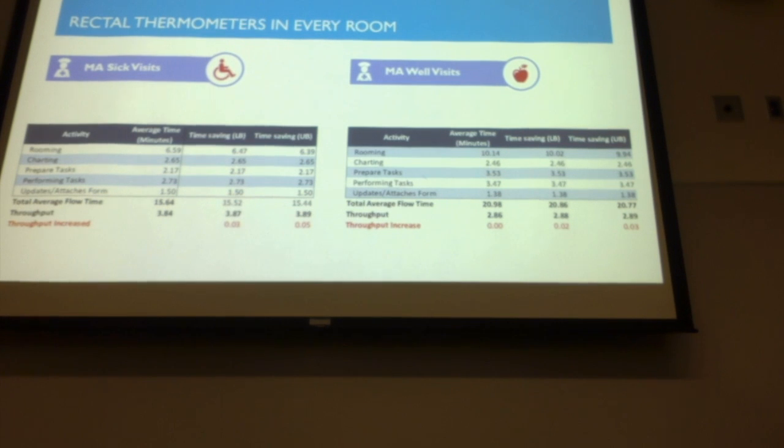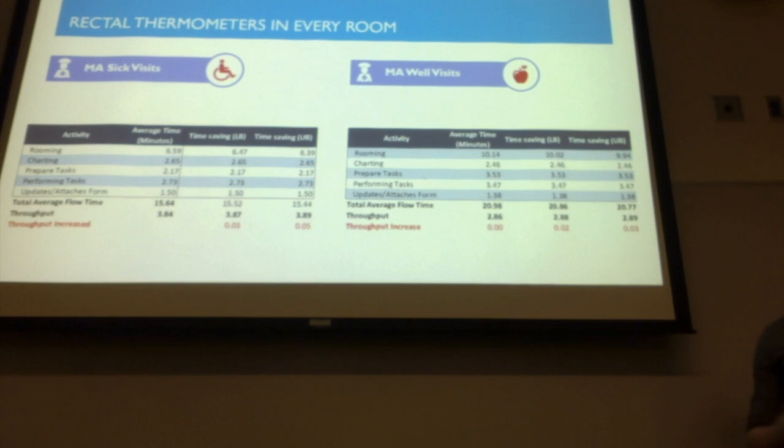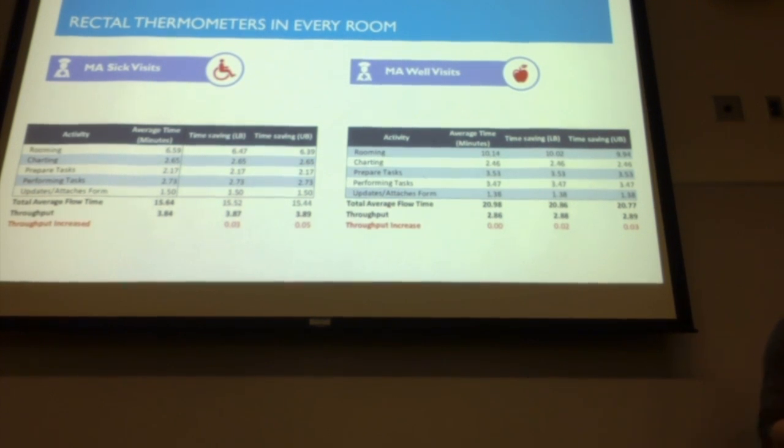So our idea was that placing rectal thermometers in every room will help the MAs, because they oftentimes have to go and grab a rectal thermometer before an appointment begins. They have to go put one away, or they forget to get it entirely, start rooming the patient, and realize that they have to go back and grab one. So up here we can see the time impact that placing rectal thermometers in every room would have. Our estimate is that for MA sick visits it would be between 0.03 and 0.05 more patients through throughput increase, and then for well visits 0.02 to 0.03 throughput increase.